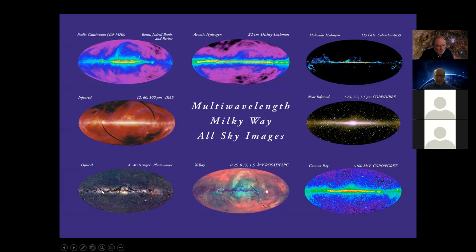Here's the visible image, again compromised by the clouds of dust. But we have those clouds of dust to thank for our existence. So I'm not complaining too much. The X-rays are very high energy emissions from high energy gases in the millions of degrees. And the gamma ray is the highest energy emission, but it ironically is associated with some of the coldest material, back to the molecular gas, just because of how it interacts with the molecular gas. So we'll move on.